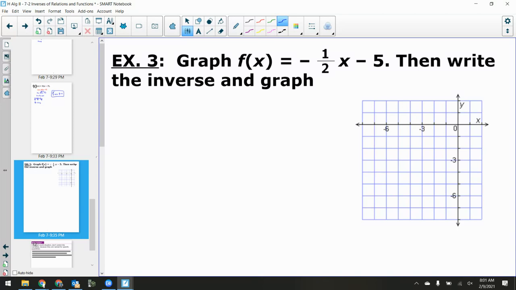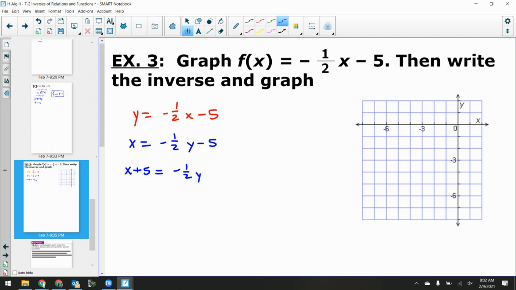Okay, so the old function is f of x is equal to negative 1 half x minus 5. So here, y is equal to negative 1 half x minus 5. I replace f of x with y. And now I swap. X is equal to negative 1 half y minus 5. And I resolve for y. I add the 5 over to the other side.